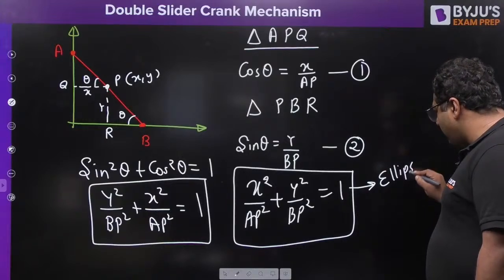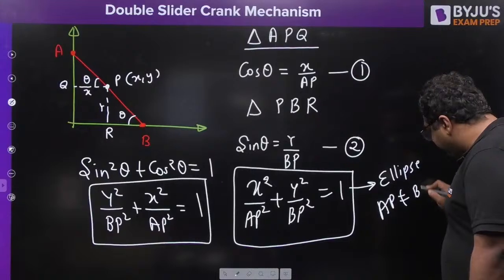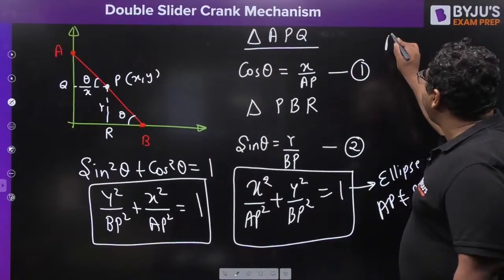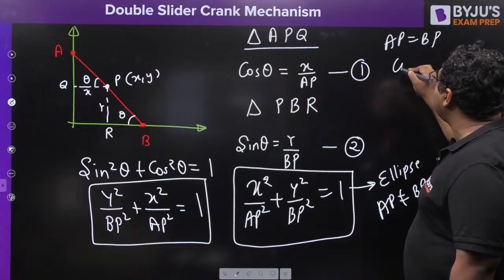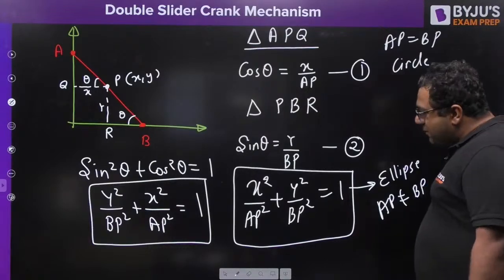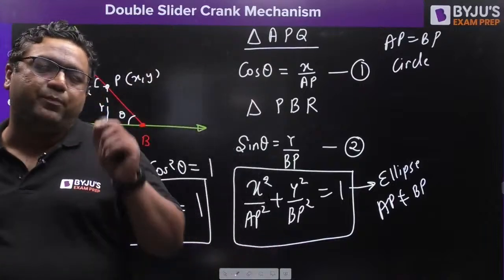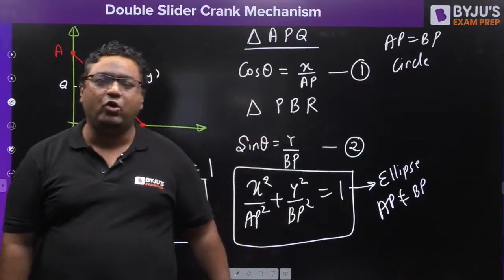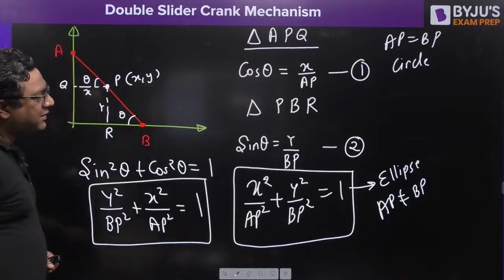This is an equation of an ellipse provided AP is not equal to BP. And my dear, if AP is equal to BP, in that case this will become a circle. But my dear, AP will become equal to BP only in one condition: if P becomes the midpoint of A and B, of AB, you can say. So if P is the midpoint of AB, then you can say it is a circle.